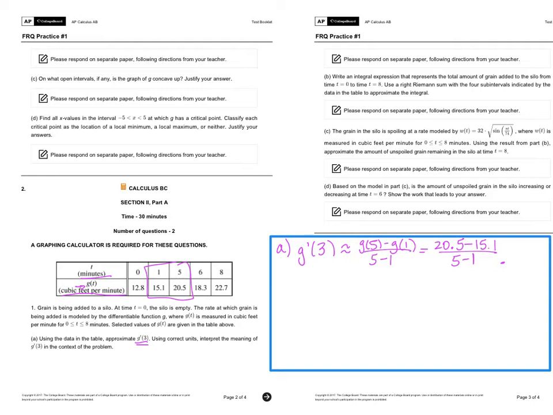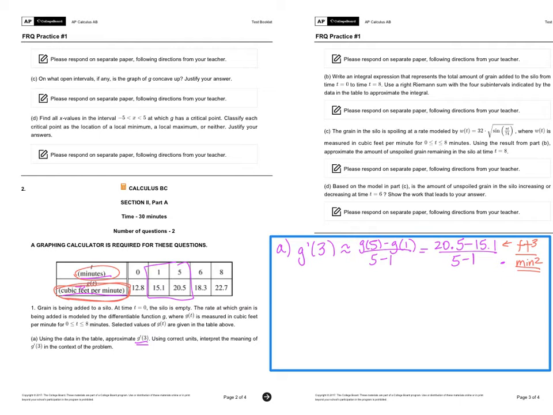But what are you approximating? Remember, g of t is a rate in itself because it's cubic feet per minute. So remember, for units, if you're taking the derivative, take the units of this and divide by your time, because that's the rate. Think of the units of this: cubic feet per minute, and then divide by minutes. So the units are going to be this. Okay? So you can get that from there.